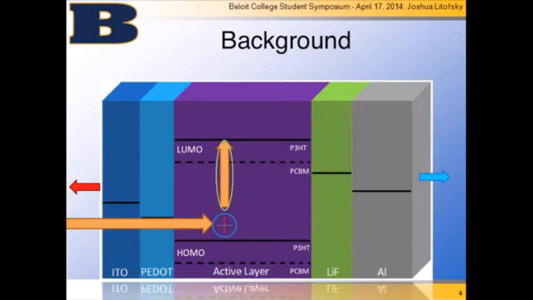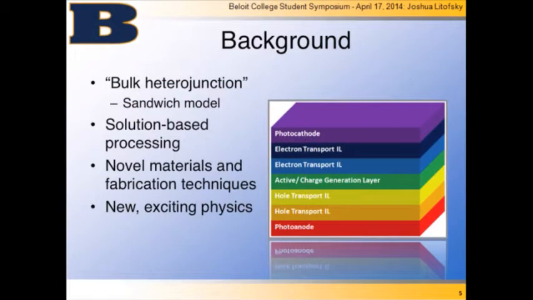So this cell is called a bulk heterojunction cell. Bulk because you can think of it as a three-dimensional cell rather than a two-dimensional film or a one-dimensional line. It's heterojunction because there are two or multiple parts in the charge generation layer. There's the P3HT and the PCBM. You kind of think of it as a sandwich model.